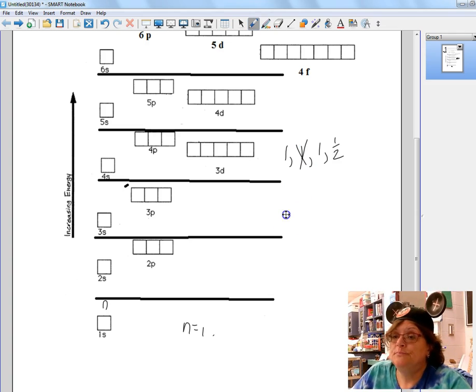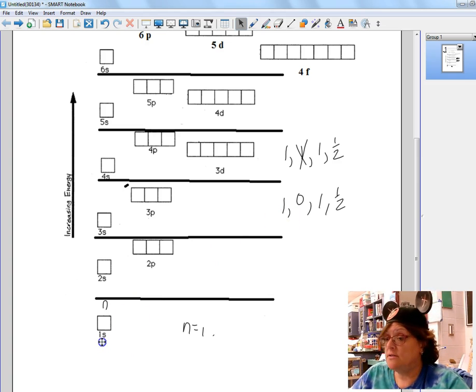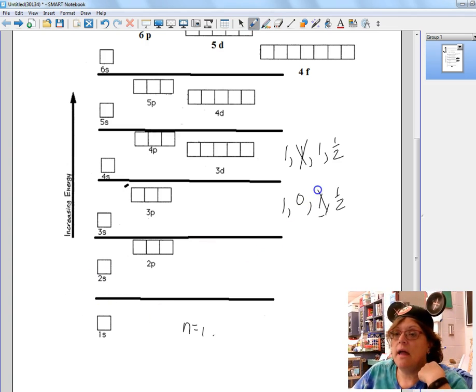Can't happen. What if we have 1, 0, 1, 1/2? Well, we can still be in this first energy level. And now 0 does correspond to S, so it could be in the S orbital. But the next number, a 1, implies that there are more than one room. And we know that there's only one room here. So this value cannot happen. An electron right here would have a value of 1, 0, 0, +1/2. If the electron was facing down, his would be 1, 0, 0, negative 1/2.